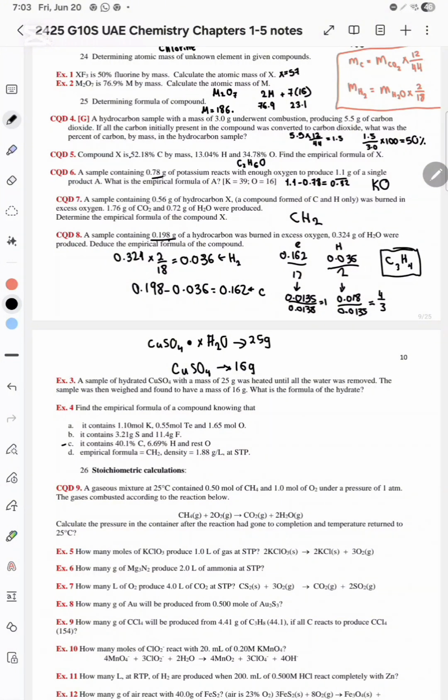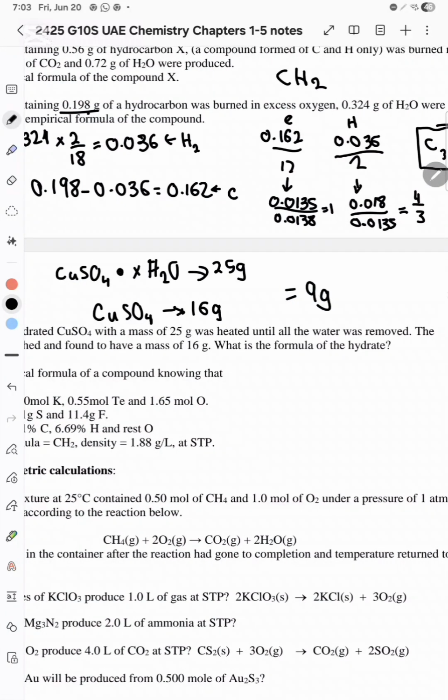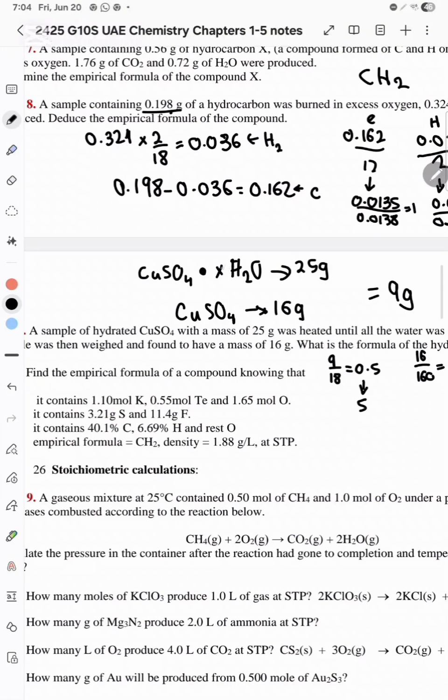Now, what's the formula of the hydrate, aka the water? So 25 minus 16 gives you 9 grams. So the mass of the water was 9 grams. So what we're going to do is the moles of the water is 9 over 18, which is 0.5. And the moles of the CuSO4, you're supposed to find CuSO4's molar mass, which is 160. So 16 over 160 equals 0.1. We're going to divide each by this. So for the water we have 5 and for this we have 1. So our compound is, instead of X, it is 5. So our compound is CuSO4 chemically combined with 5H2O.